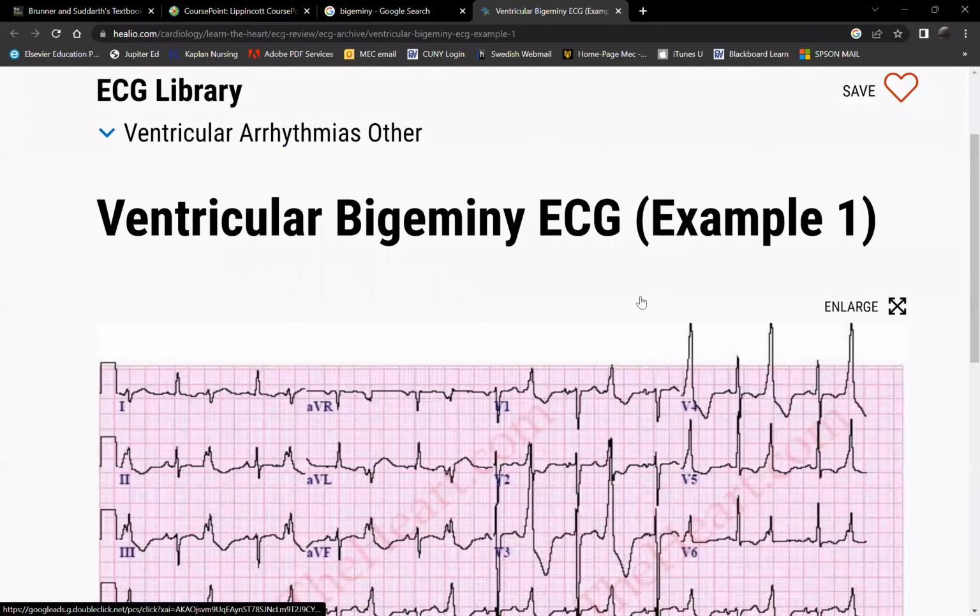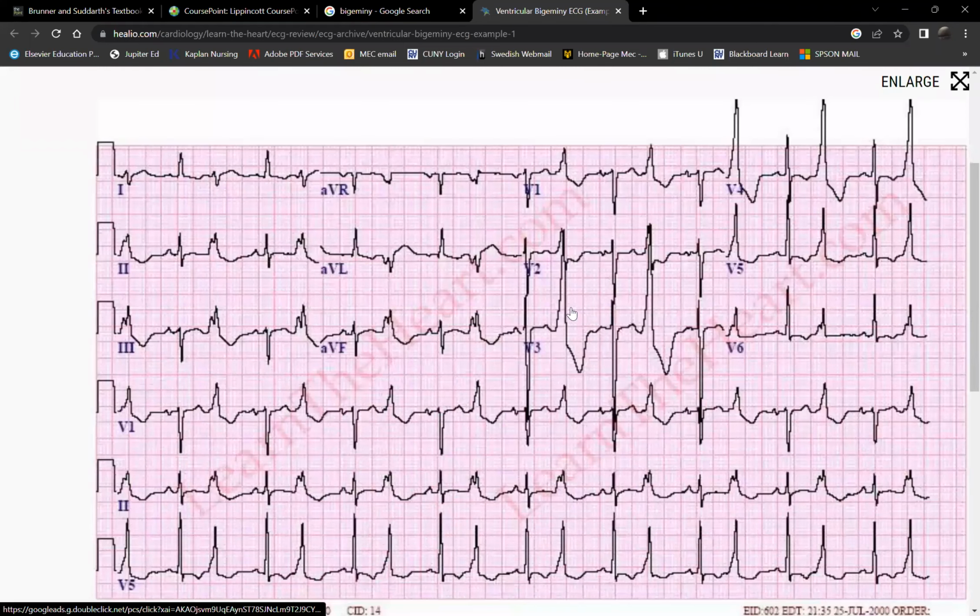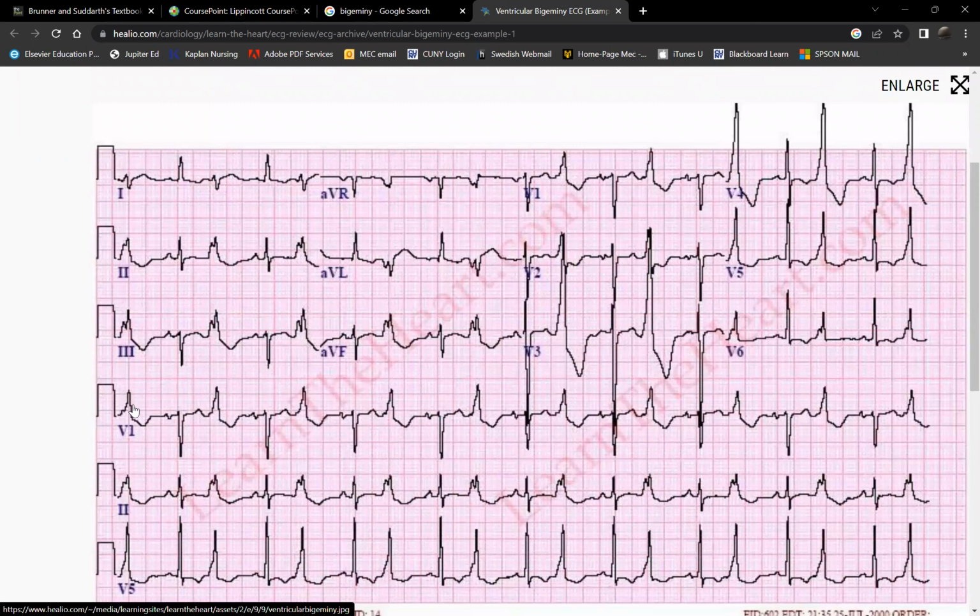So here you have every other beat is a PVC. Every other. So sinus PVC, sinus PVC, sinus PVC, right? Every other is bigeminy. It's also called trigeminy if it's every third beat. So sinus, sinus, PVC, sinus, sinus, PVC, then that's trigeminy. What do you think it will look like if it's quadrigeminy? Every fourth beat. Sinus, sinus, sinus, PVC, sinus, sinus, sinus, PVC.